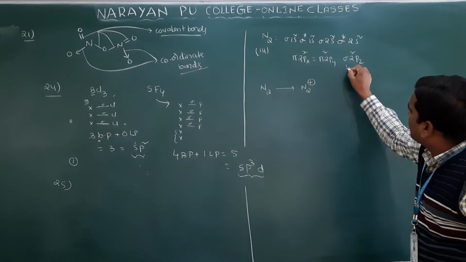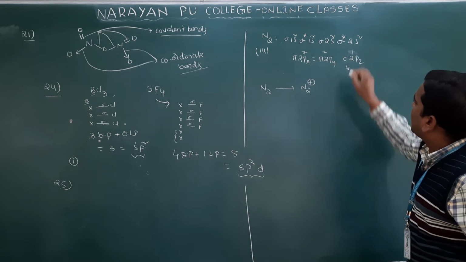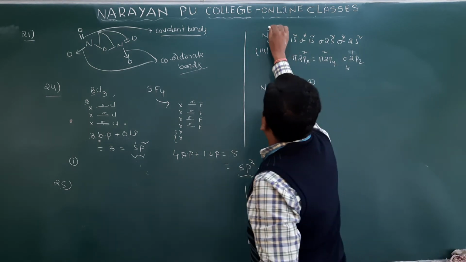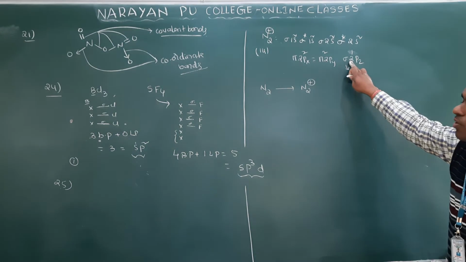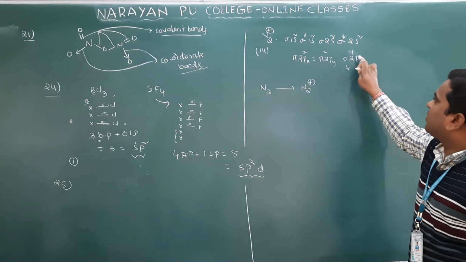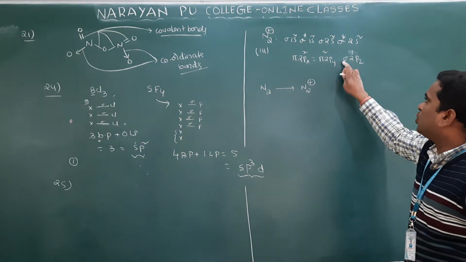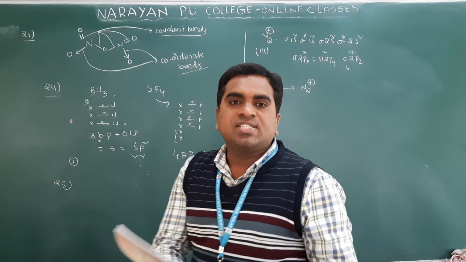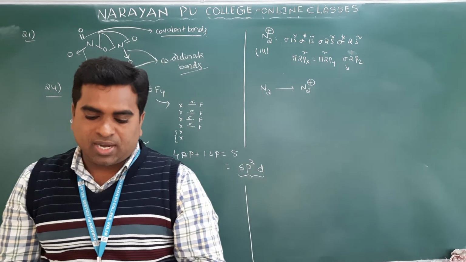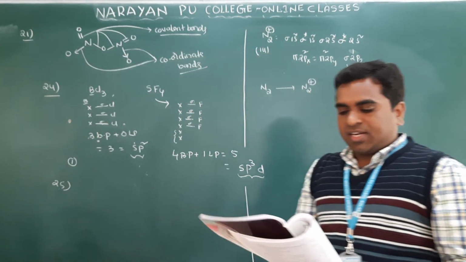You have to remove the electron from here, then you will get 2p1, and that is the electronic configuration of N2 plus. So we are removing the electron from which orbital? The last orbital, that is the highest energy orbital, sigma 2pz. Which orbital do we remove? Sigma orbital. So option 1 is the correct one.